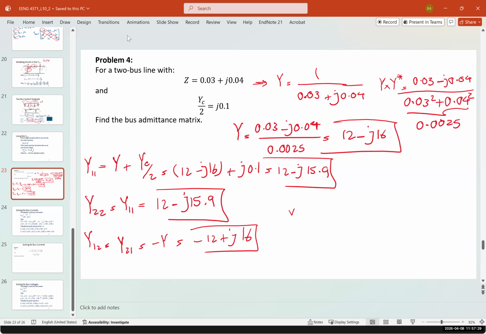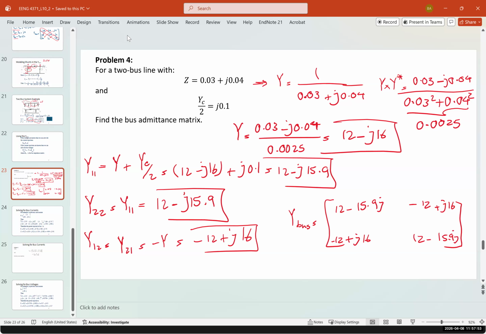Now, the answer, Y bus, therefore, would be equal to their self-admittance, so 12 minus J15.9. The admittance between them, so 12 plus J16. Again, negative 12 plus J16 here. Off diagonals are the same because it's symmetrical. And then 12 minus J15.9.